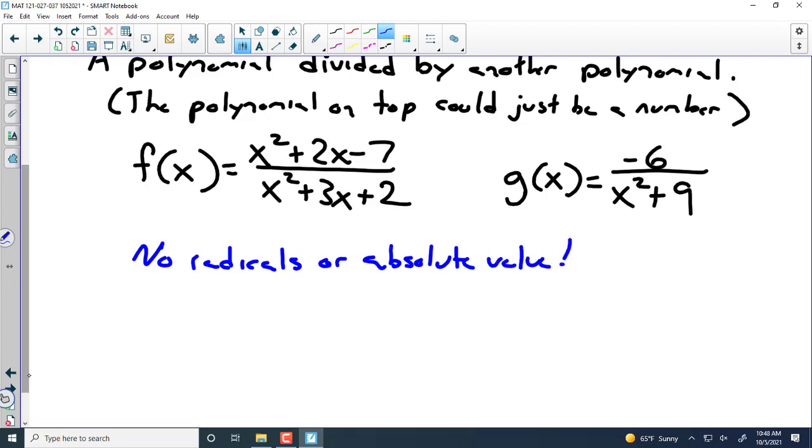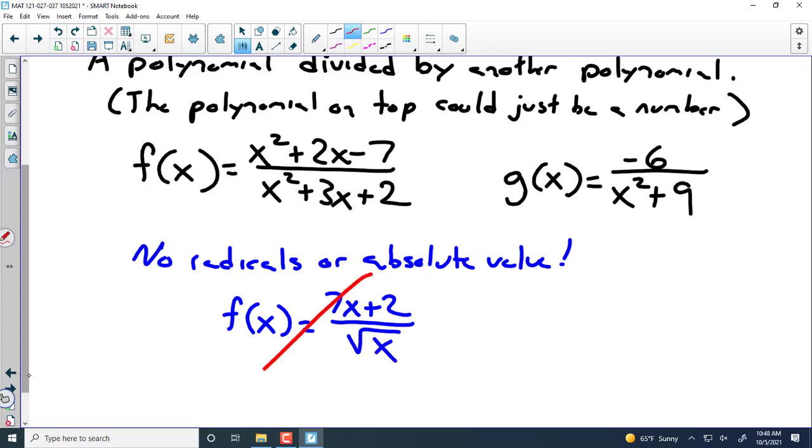You still can't have radicals, you still can't have absolute values. So this right here, 7x plus 2 over the square root of x, is not considered a rational function. You can't have a square root. This right here, absolute value of x over 3x plus 7, that's not a rational function. We're not allowed to have absolute values in our rational function. So it is just going to be what we were working with in the previous sections, a polynomial on top, a polynomial on the bottom.